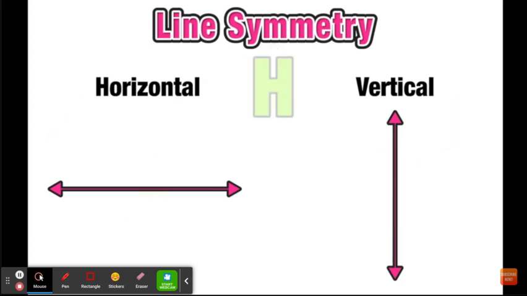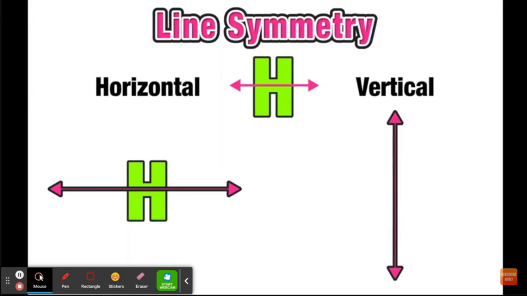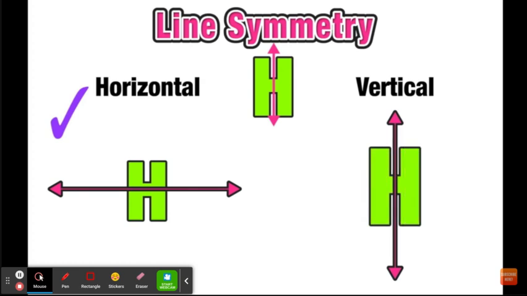Now we can check symmetry on the letter H. So again, we'll start with horizontal line symmetry, start with the top half image, and then reflect it over the line, and clearly H has horizontal line symmetry. The image is the same. Now, if we want to check for vertical line symmetry on the letter H, same thing, cut it in half with a vertical line, reflect that half over the line, and again, we see that the image is the same. So H has both horizontal and vertical line symmetry.